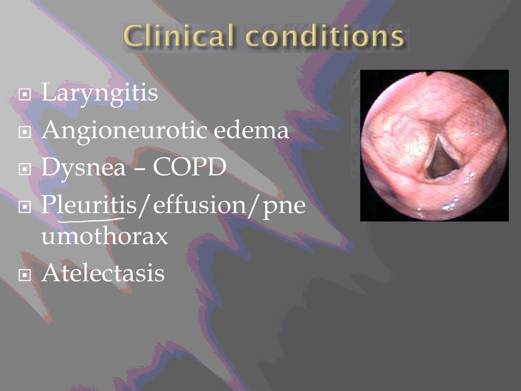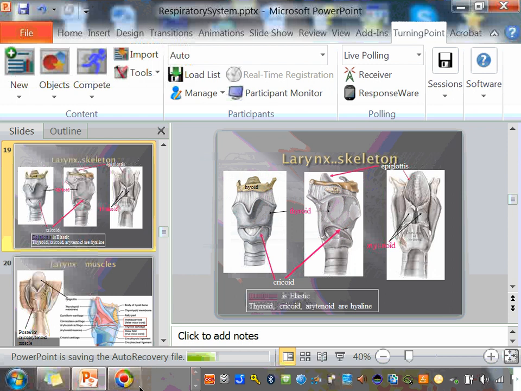And then I told you atelectasis is a condition where there is collapse of the alveoli or of the lung. It can involve just a few alveoli, it can involve a whole lobe, or it can involve the entire lung. Okay, so we are done with this.